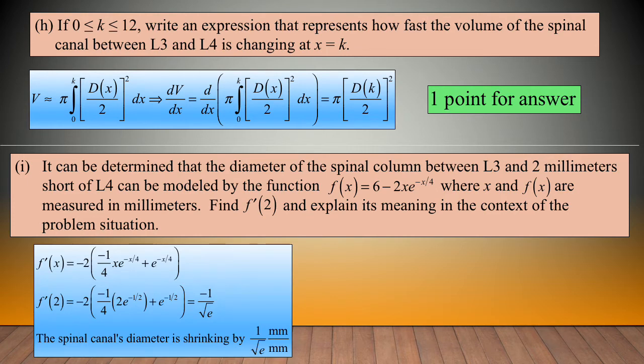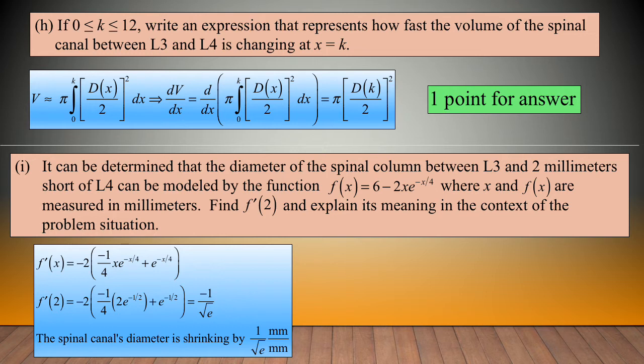This involves the product rule, and we take f prime of x is negative 2 times x e to the negative x over 4 times negative 1/4 plus e to the negative x over 4. Plugging in 2, f prime of 2 is negative 2 times negative 1/4 times 2e to the negative 1/2 plus e to the negative 1/2. And this gives negative 1 over the square root of e.